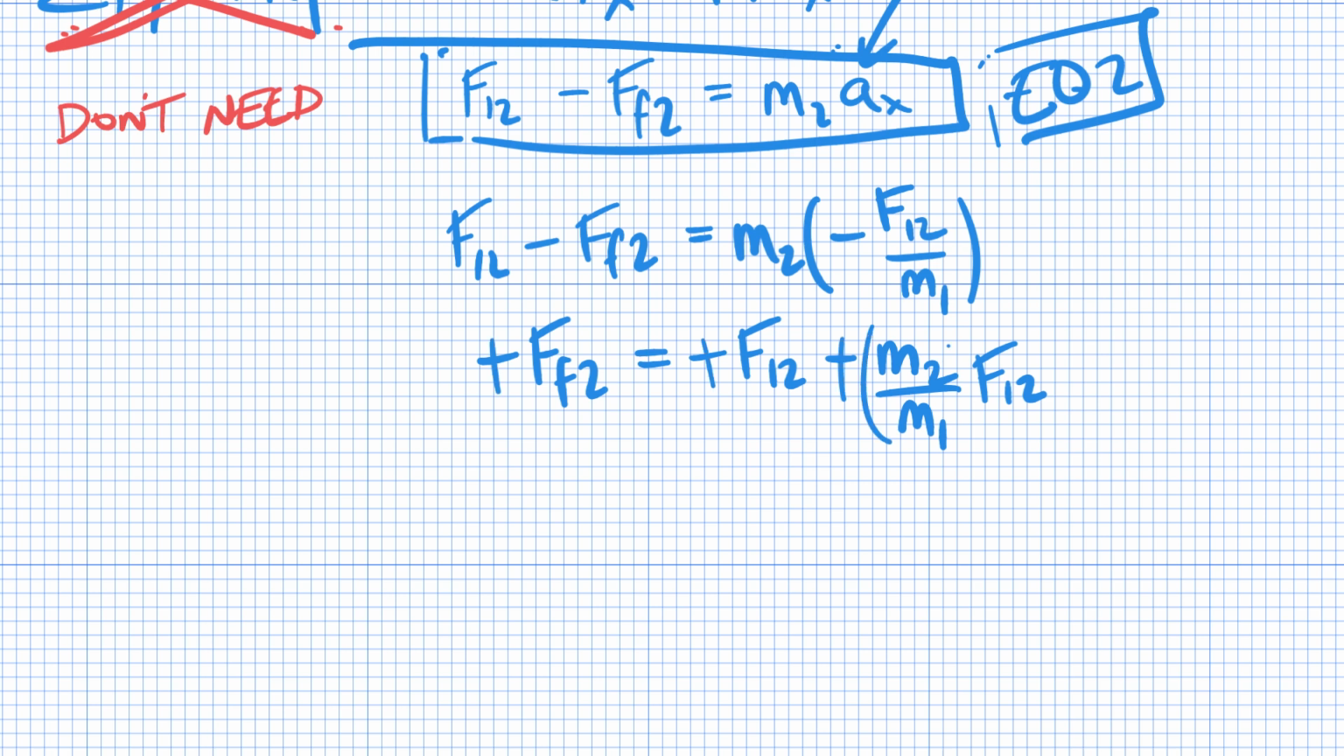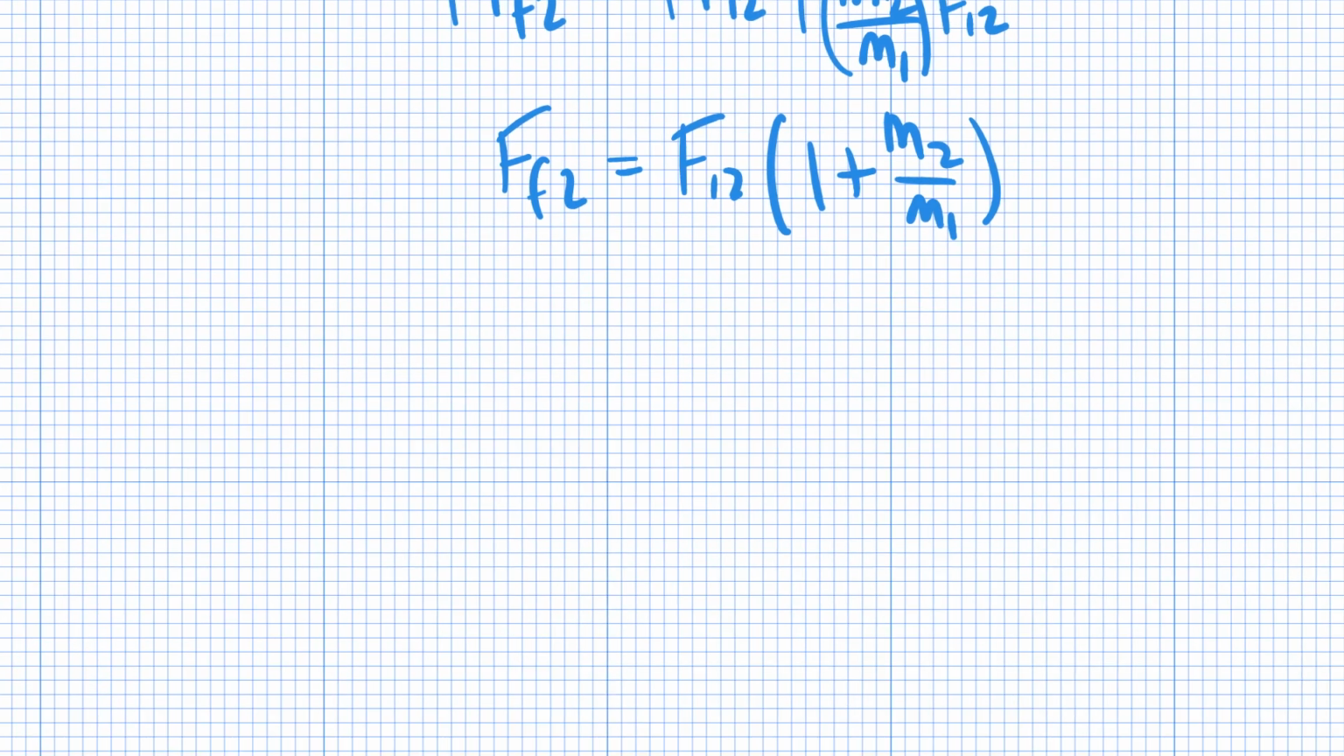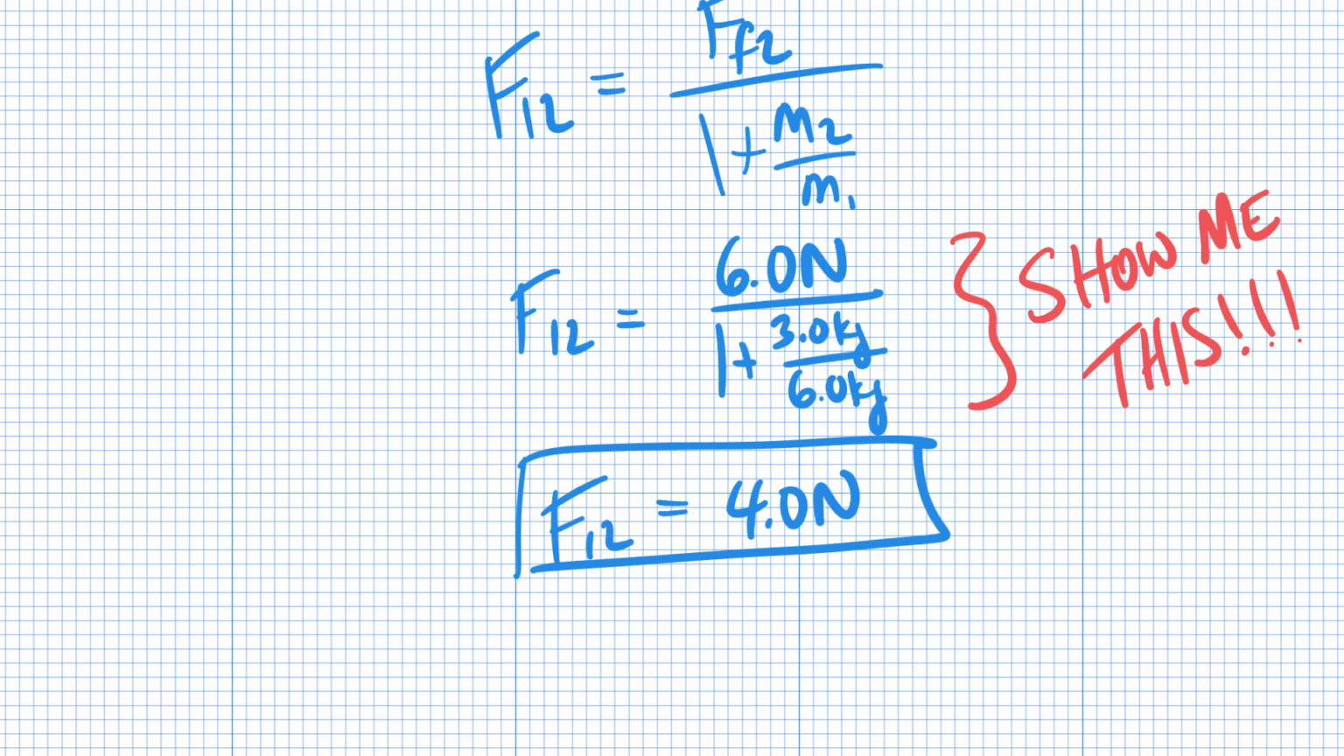Now I'll do some quick rearranging. F sub F2 equals F12 times, just pulling it out, 1 plus M2 over M1. Then I'll divide both sides by what's in the parentheses, and that ends up with an equation for F12. At this point I'm going to do this fairly quickly, but you plug and chug, and you'll get your final answer. I will note that many of you skip this plug and chug step, and then you get a wrong answer, and I don't know where you got it from, and you lose more points than you should. So please do a better job of including that for me.